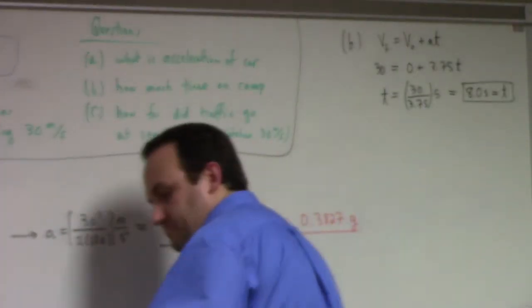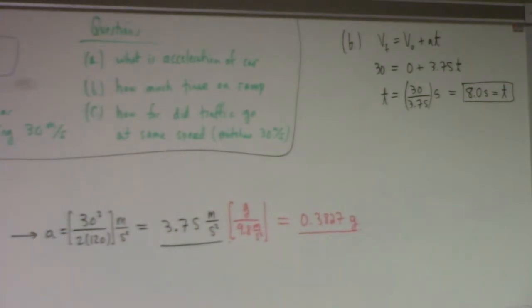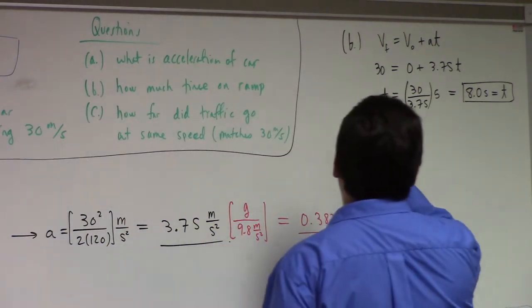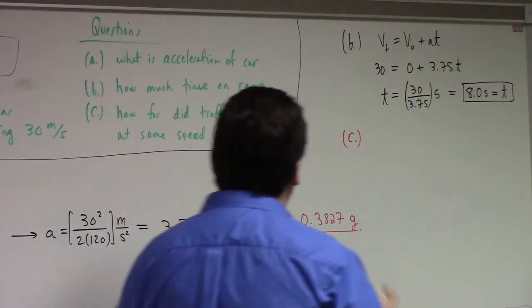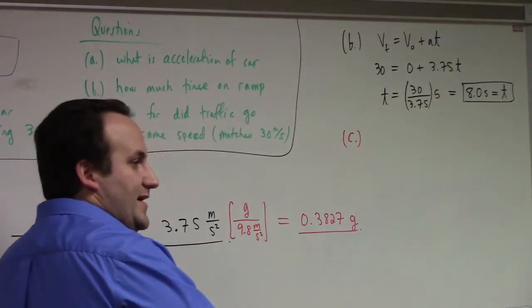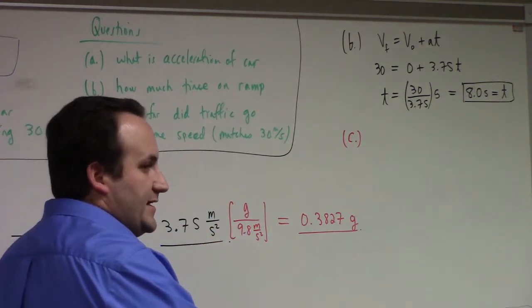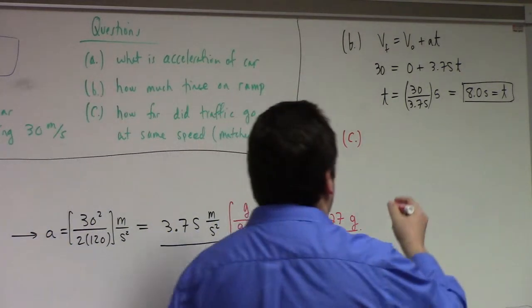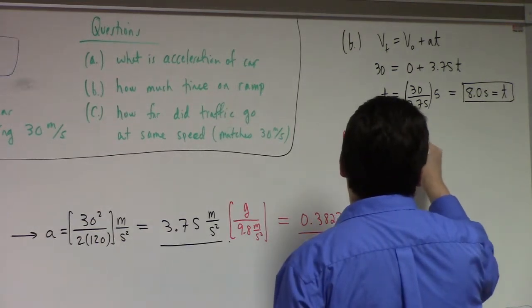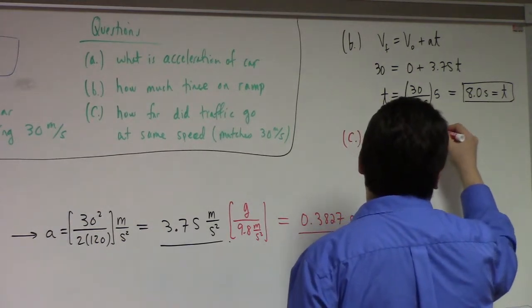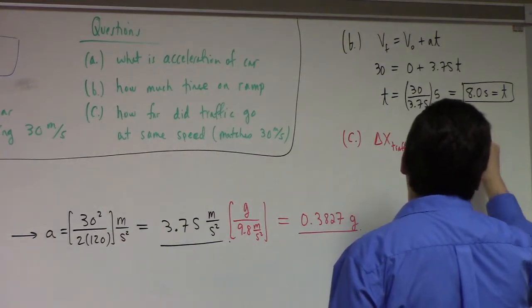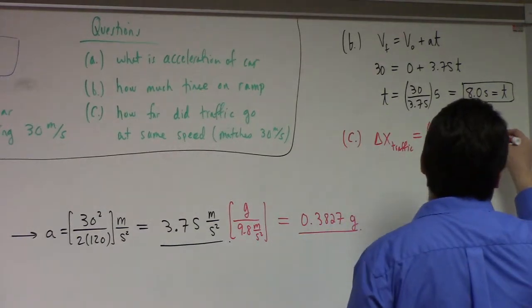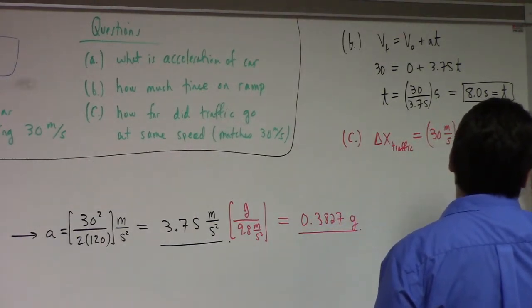Okay, so next question. How far does the traffic travel during this time? If the traffic flow is at constant speed, then we go back to our middle school or high school physics where we had constant speed, right? Zero acceleration. And so the change in x for the traffic is just 30 meters per second times the time. Look, I actually put units in. Aren't you proud? So 240 meters.